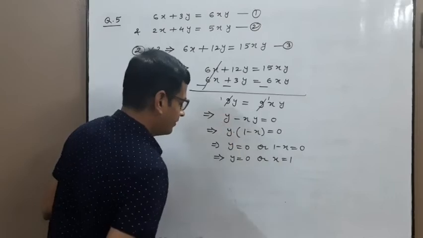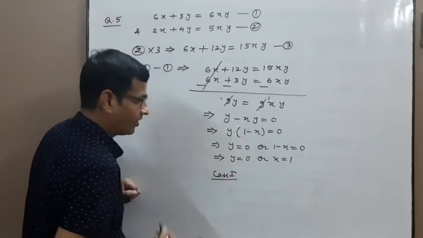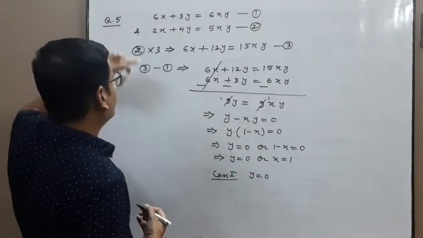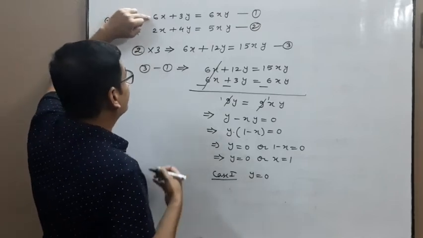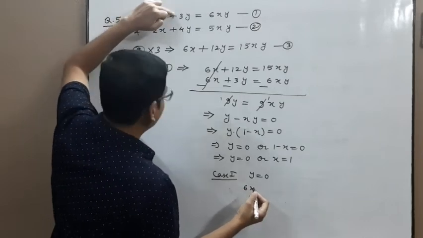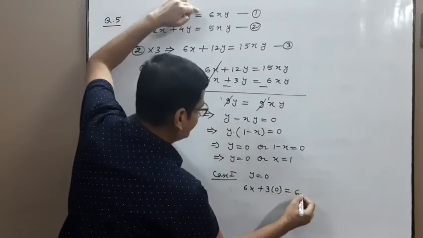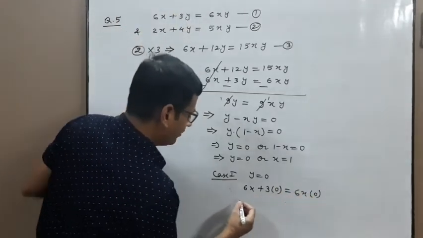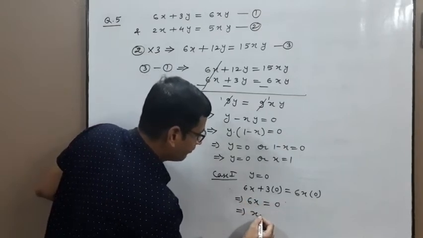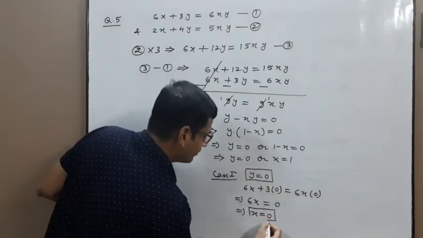We get two values. Case first: y equal to 0. Put y equal to 0 in any of the equations. 6x plus 3 into 0 equal to 6x into 0. Now simplify. 6x equal to 0. So x equal to 0. When y equal to 0, the corresponding value of x is also 0.